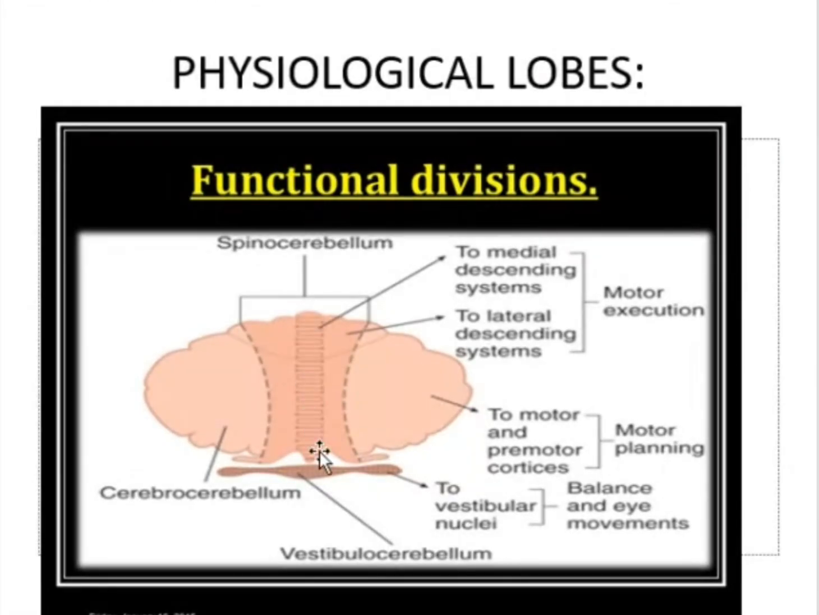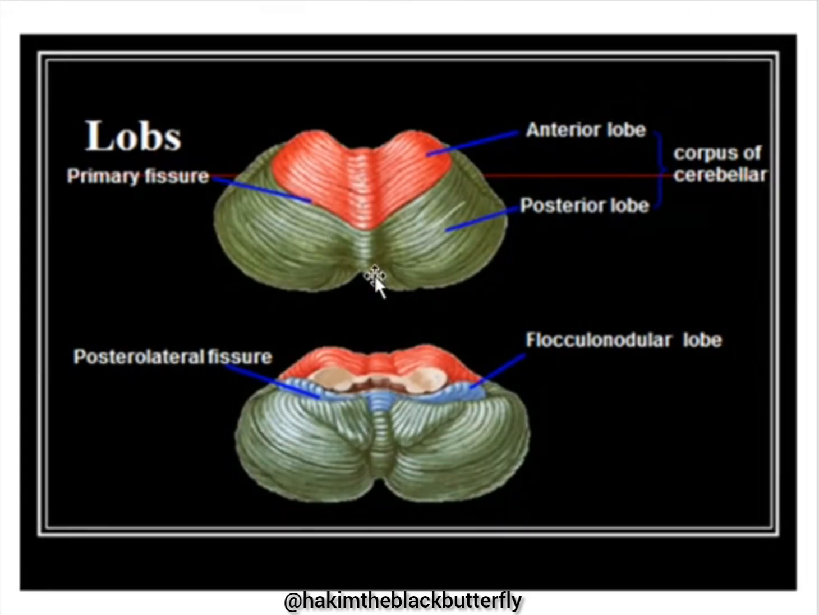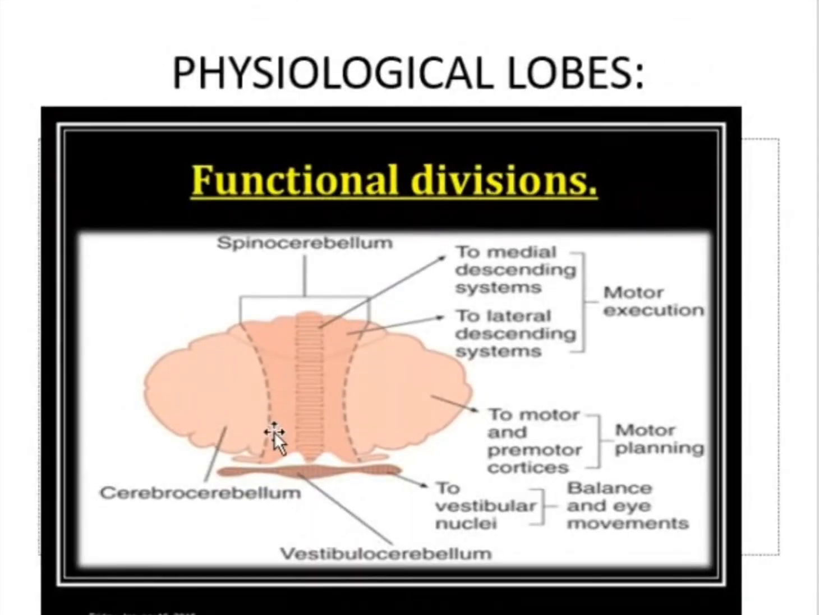So the vermis minus the nodule and the paravermal areas constitute what we call the spinocerebellum. So this region is the spinocerebellum. When we go back to our illustration, the spinocerebellum is in the middle here. It contains the vermis and the paravermal areas. That is what we call the spinocerebellum.